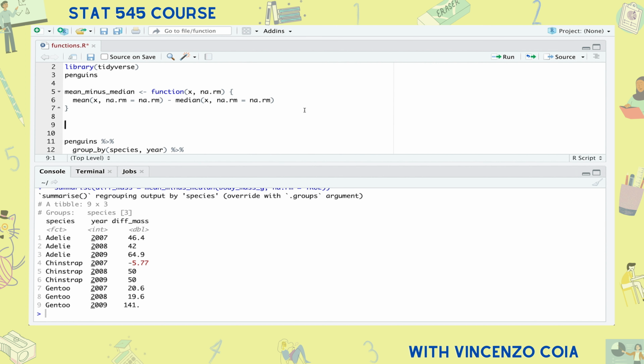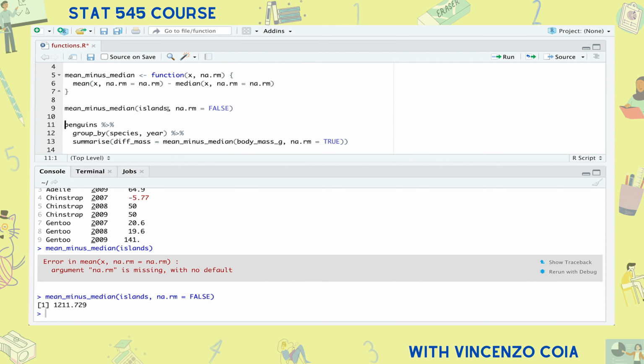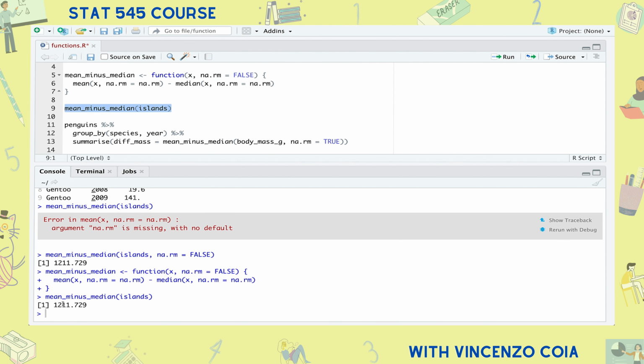But there's still one problem. You now must specify na.rm every single time you use the function. This means that our original calculation on the islands dataset won't work as is until we indicate what na.rm is. That's pretty inconvenient. Because serving our users is a top priority when making functions, let's specify a default for the na.rm argument. Let's stick with false, the default that the mean and median functions use. Now the default is used whenever we don't specify this argument.